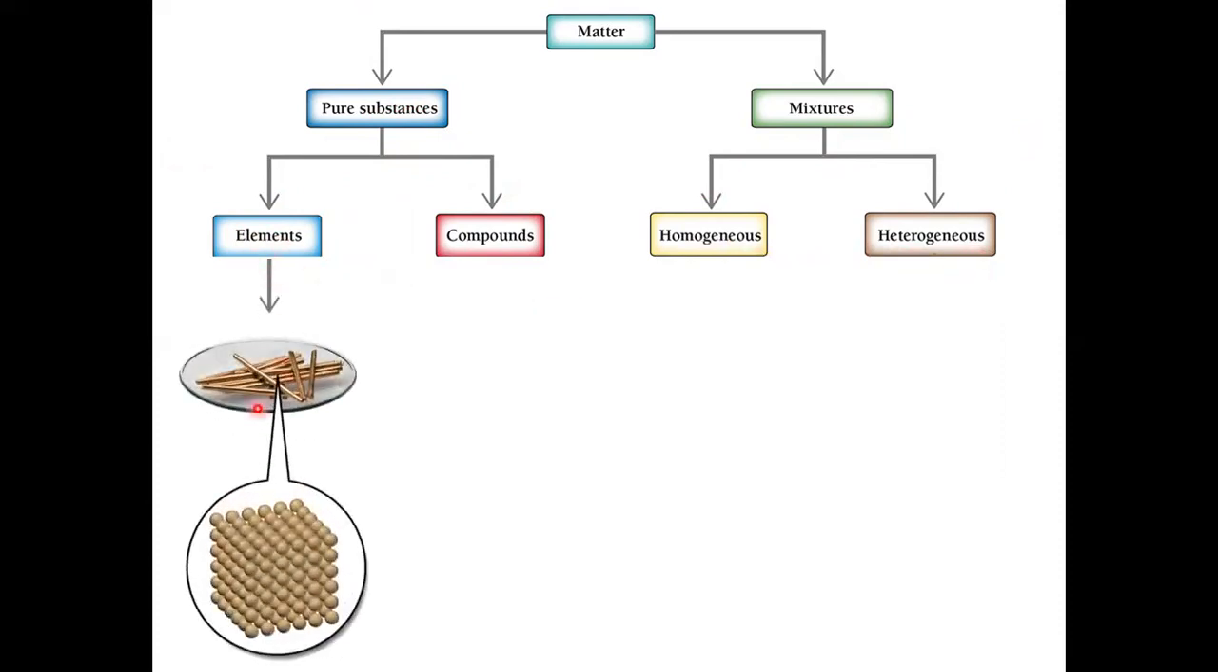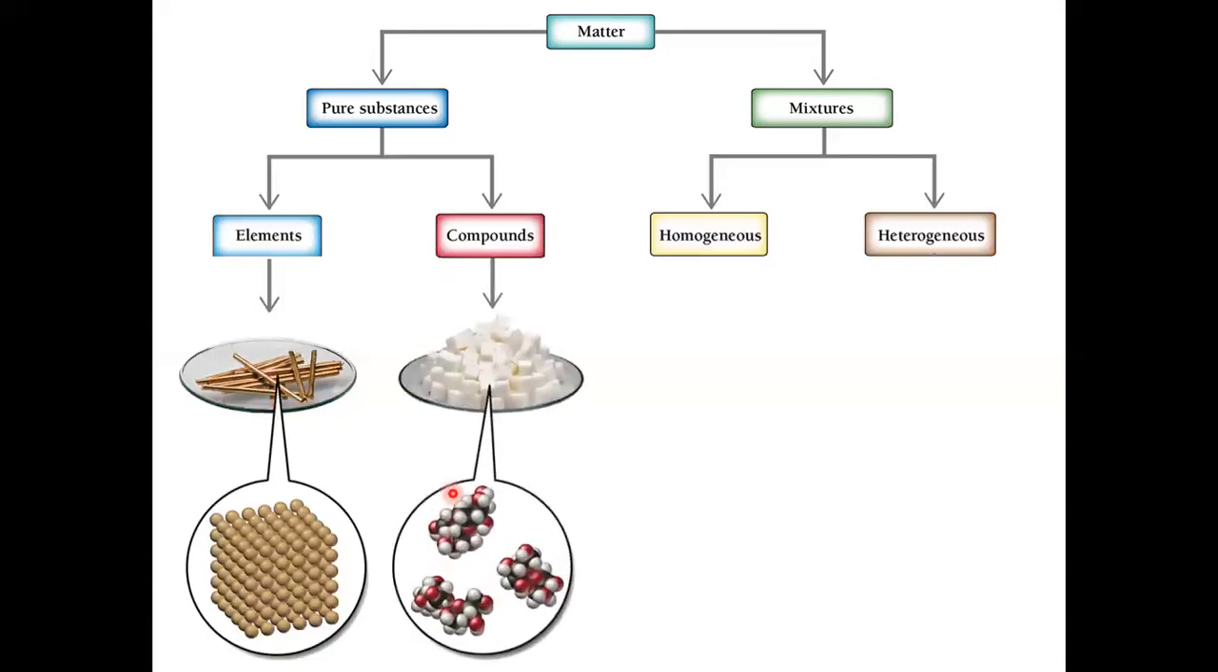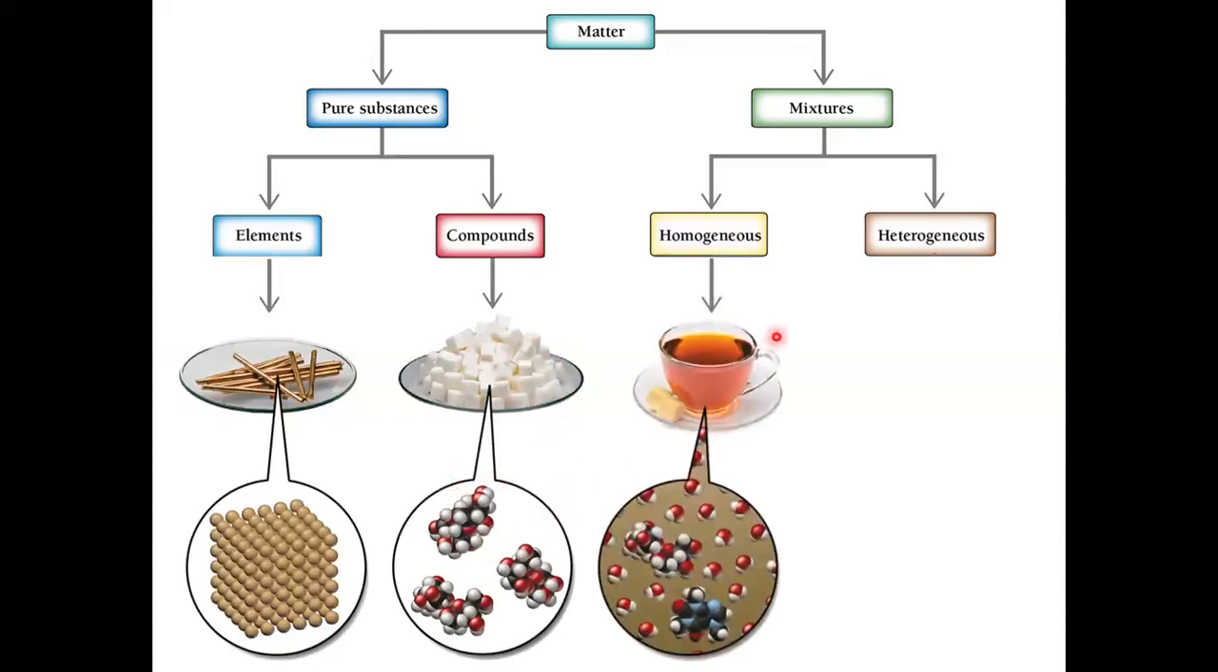Examples of elements, so we see here the copper. An example of a compound, we see here the sugar. A homogeneous mixture example is a cup of tea. So in tea, we have those water molecules. If you add in sugar, you have the sugar molecules. Then you have the caffeine from the tea.